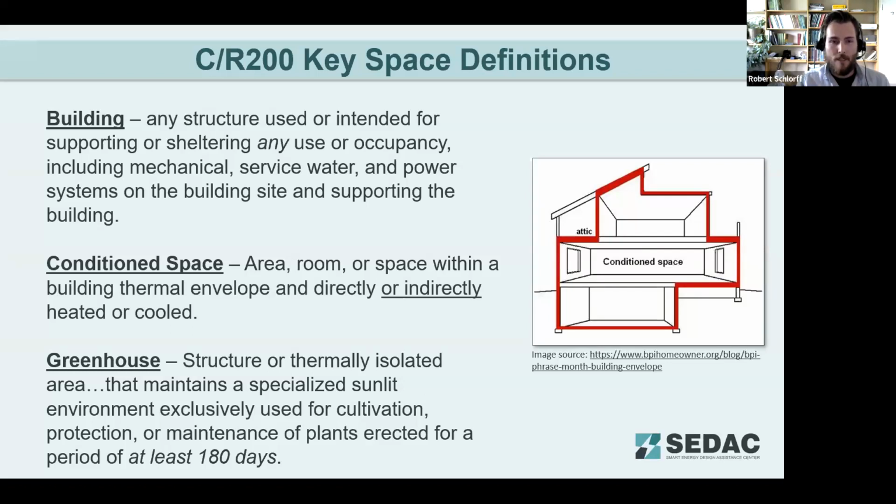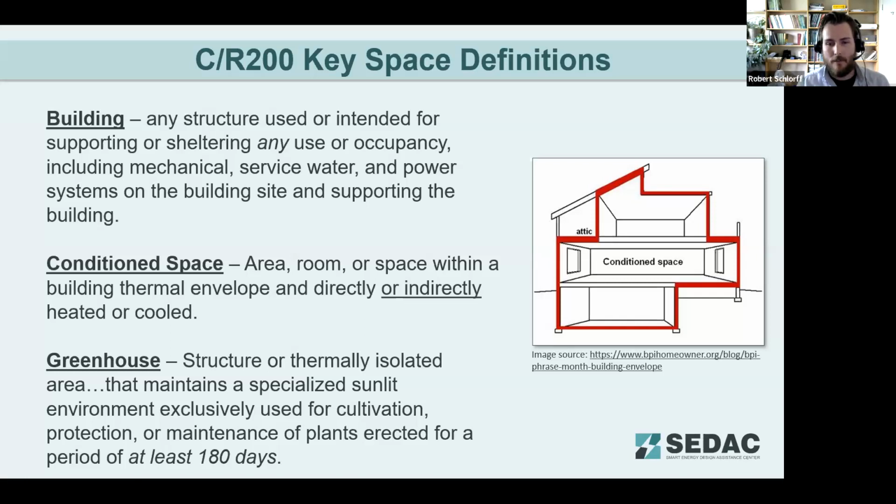So no conditioned space, as I just said. So what is conditioned space? Well, conditioned space is an area, room, or space within a building thermal envelope and directly or indirectly heated or cooled. So the building's thermal envelope is where we have our 4 control layers: water, air, thermal, and vapor. That's represented in the diagram there off to the right. That red line is representing that building's thermal envelope. So that's where the water, air, thermal, and vapor control layers are contained within this building. Anything within that red line is considered conditioned space.